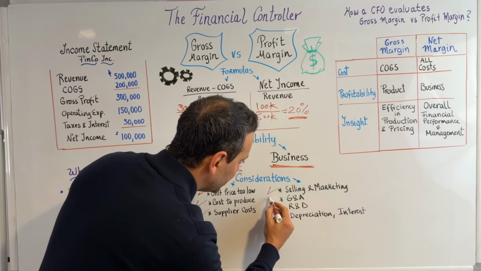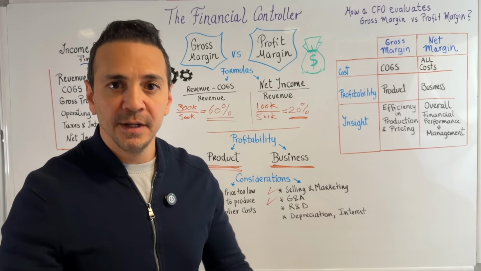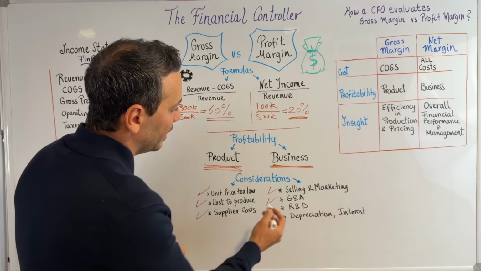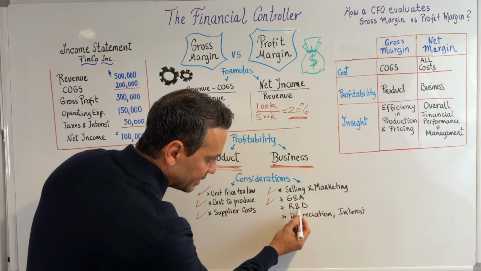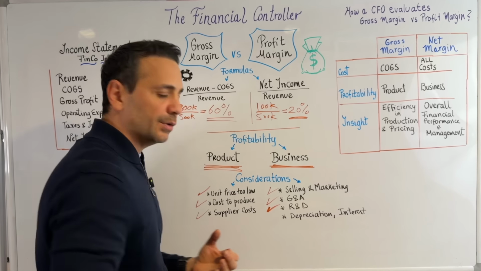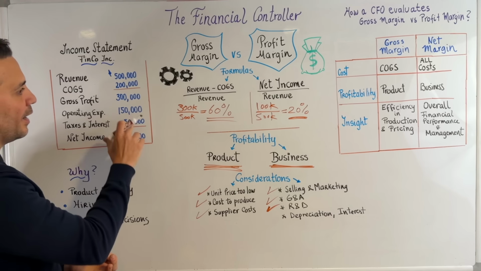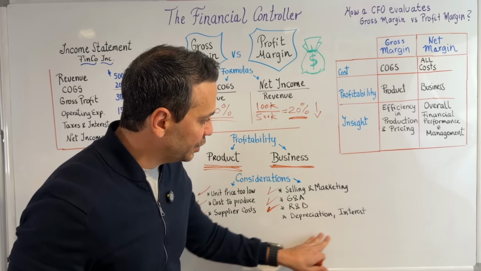You need to be also looking at G&A, general and administrative costs. These are things like the rent that you pay, some of the salaries, legal costs, finance costs, things like that. This is going to be under your G&A. So you need to be spending some time on that. The same can be said for R&D. Maybe you're spending too much in R&D, and that is causing your OPEX to be too high, driving this ratio down.